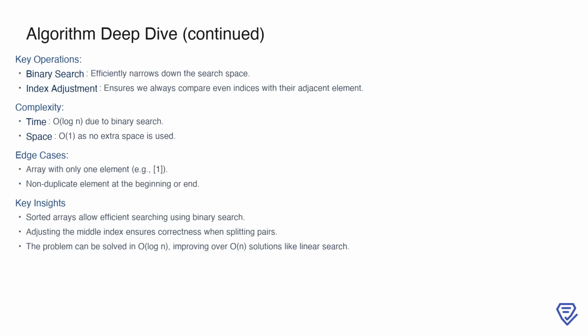The binary search approach relies on two key operations: narrowing down the search space and adjusting the middle index to ensure even positions are compared. These operations allow us to systematically identify the non-duplicate element. In terms of complexity, the time complexity is O(log n), because the search space is halved with each iteration. The space complexity is O(1), since no additional data structures are used.